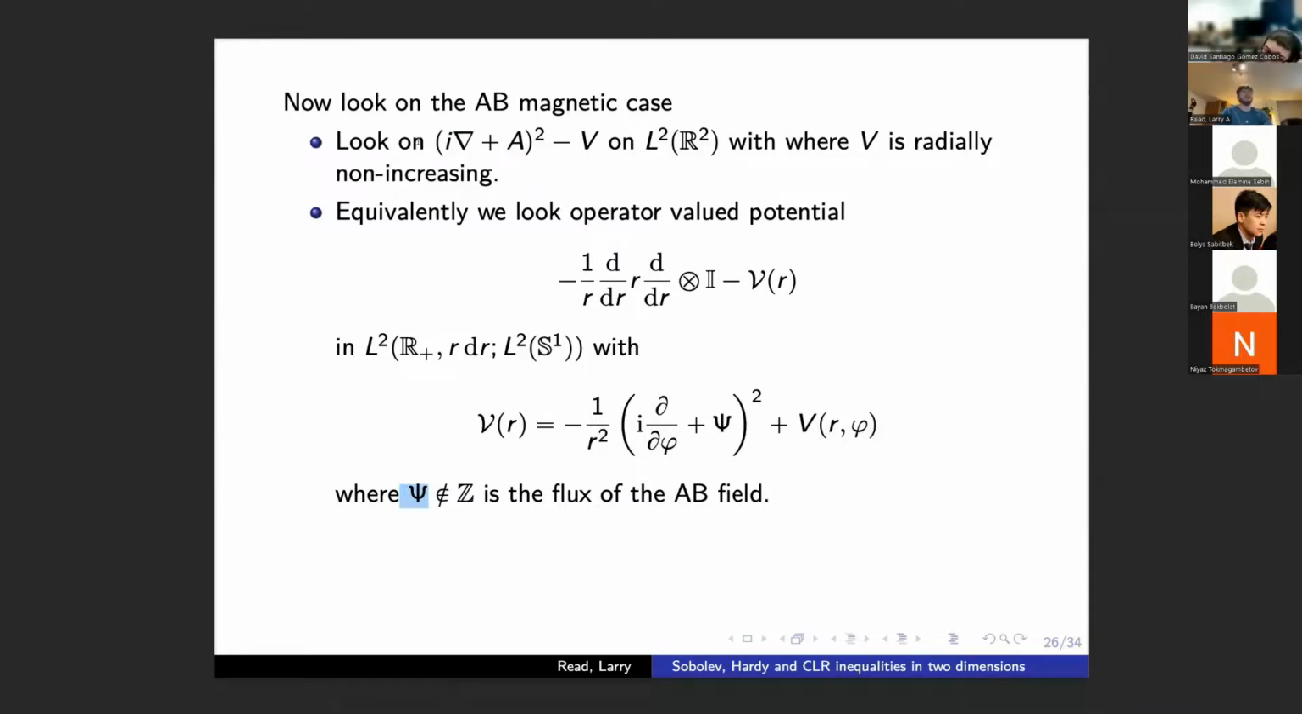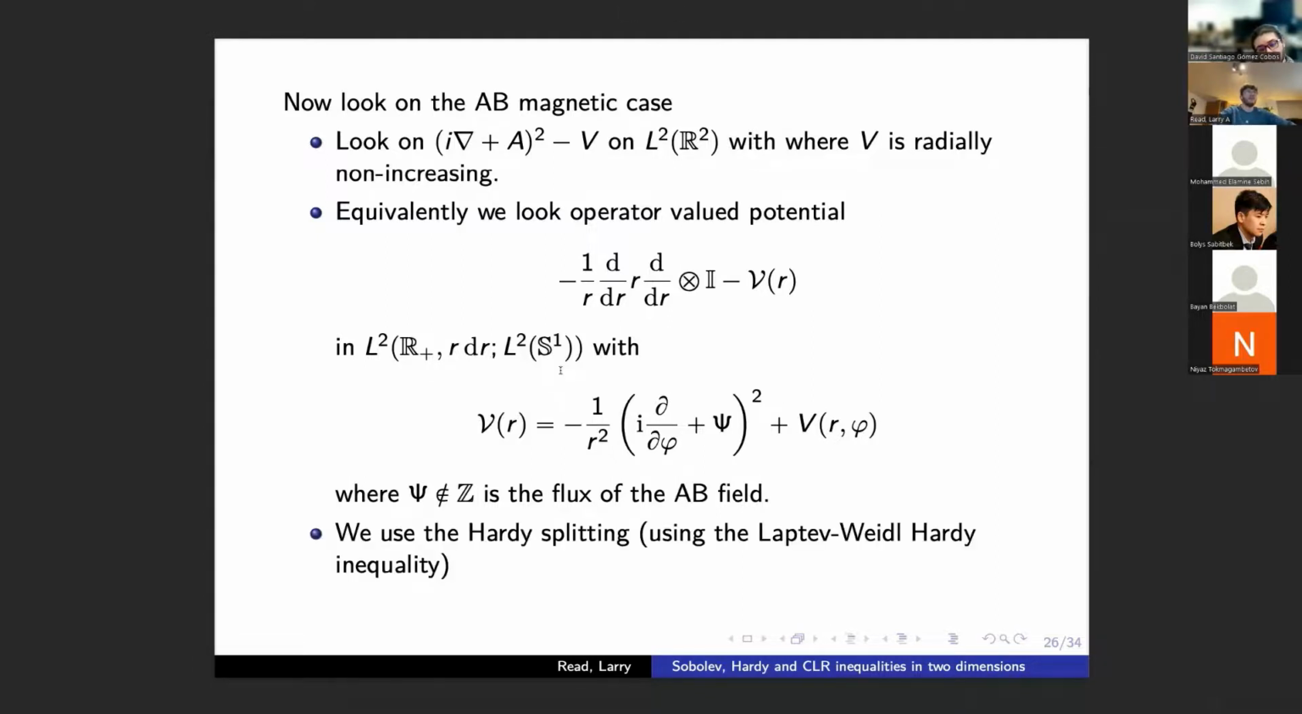So when you have the Aharonov-Bohm magnetic field, you can split it into some radial part plus some magnetic Schrödinger operator with constant magnetic field here. So that's exactly the splitting we use in this case. And here, of course, the Hilbert space is just the L2 space on the circle, the periodic interval. And again, we use the Hardy splitting. So we split the Laplacian here exactly using the Laptev-Weidl Hardy inequality for the Aharonov-Bohm potential, the Dirichlet form.